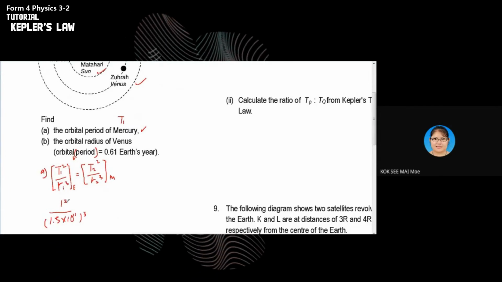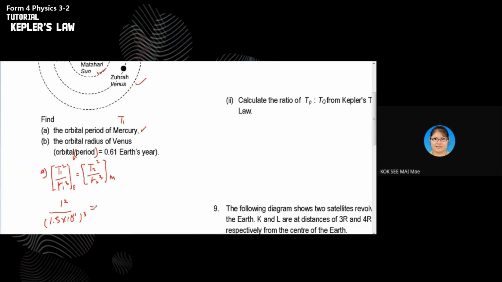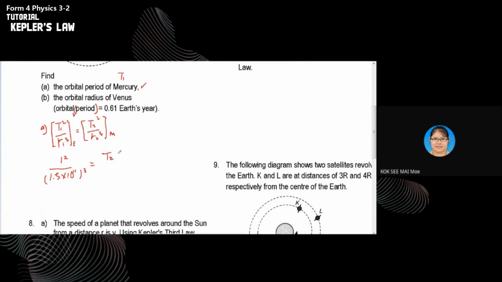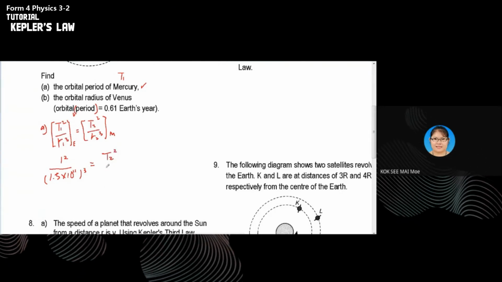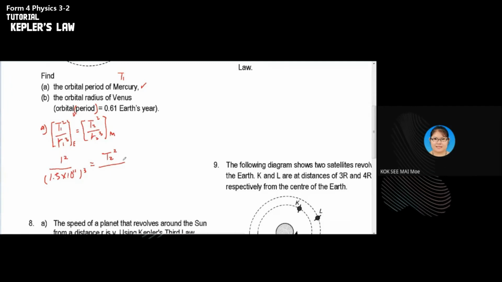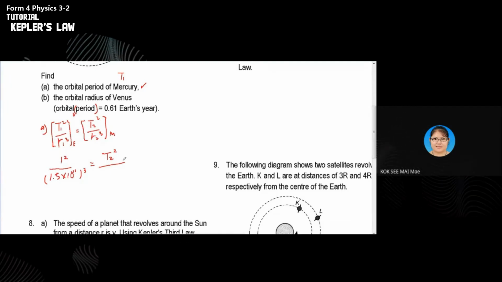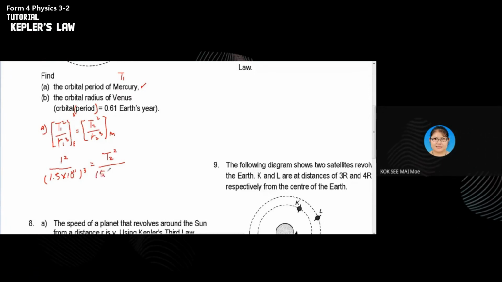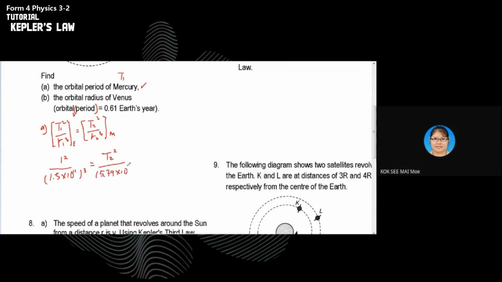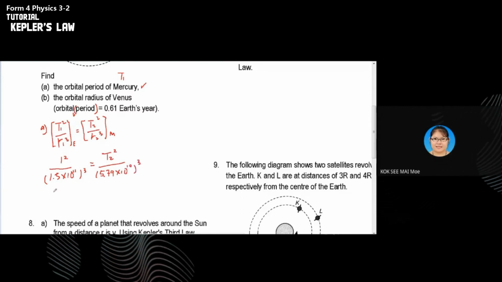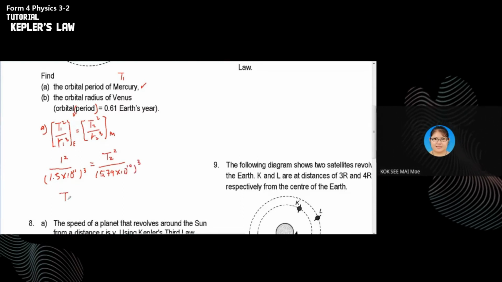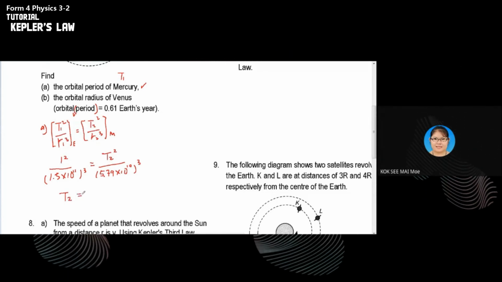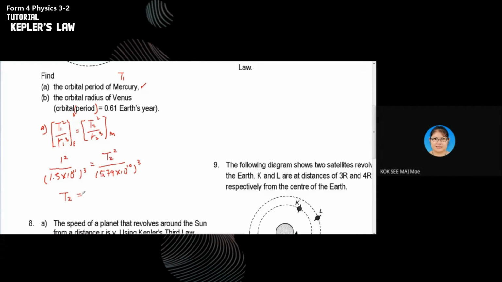Okay, this one got square. Square also same. Okay, now T2 square we do know. There's a period for the Mercury, we do know. Okay, but the R we know already. For the Mercury, the R is how many? For the Mercury, the R is 5.79 times 10 power of 10. Okay, now you need to find out what is the T2. The orbital period of the Mercury to round the sun.